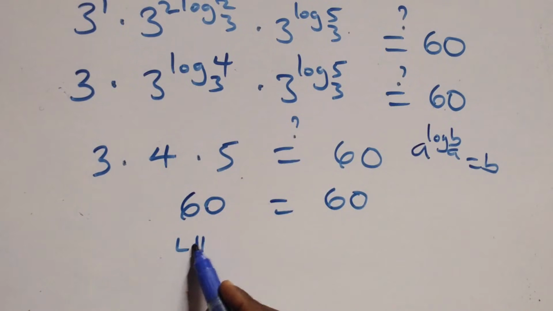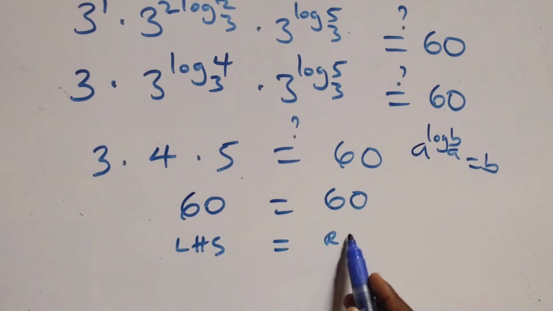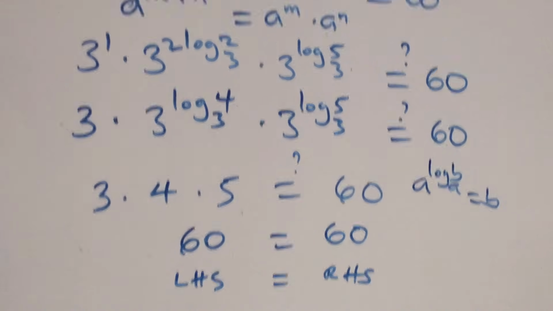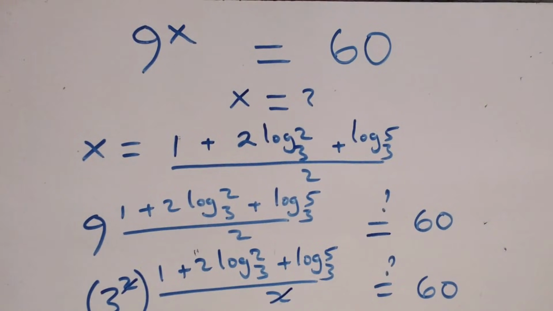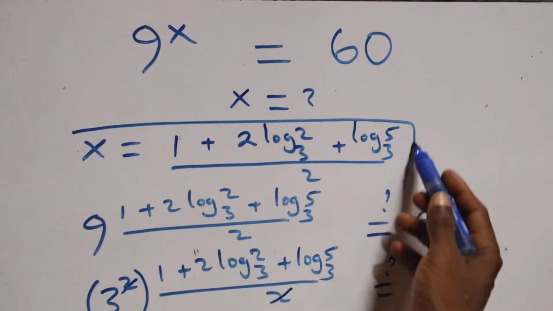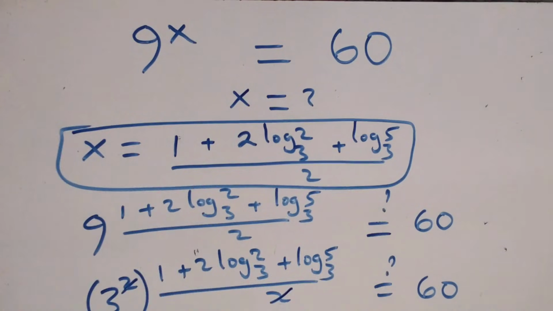From here, we have left hand side equals to the right hand side. And therefore, we conclude here that x equals to 1 plus 2 log 2 base 3 plus log 5 base 3, all over 2, satisfies this given problem.